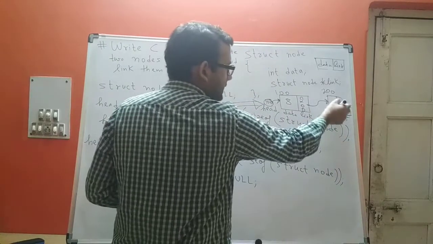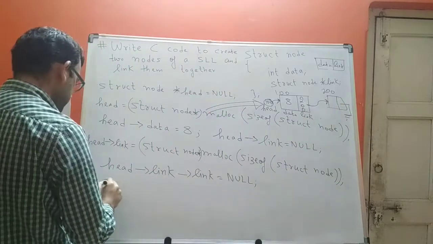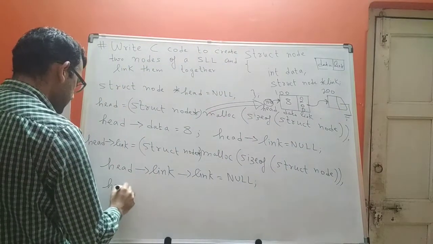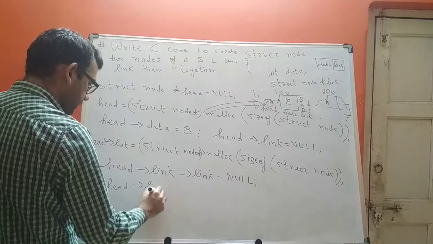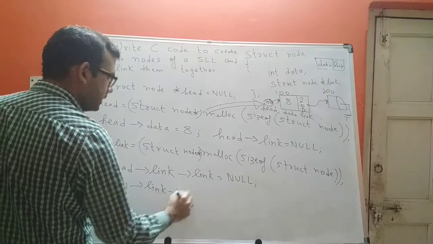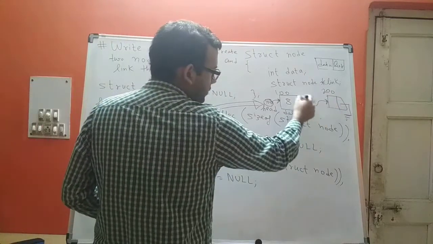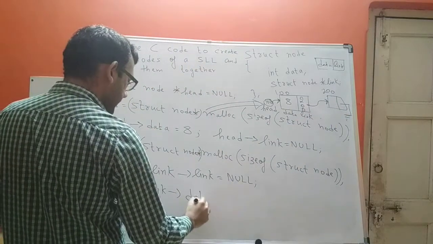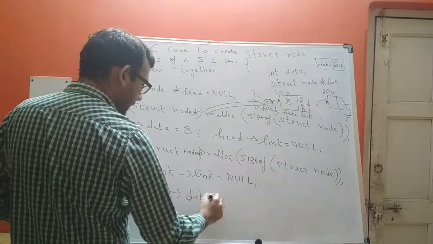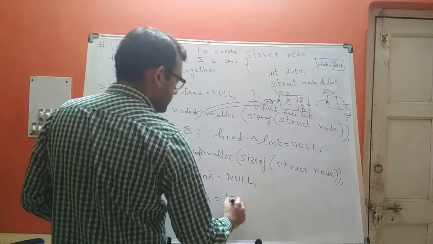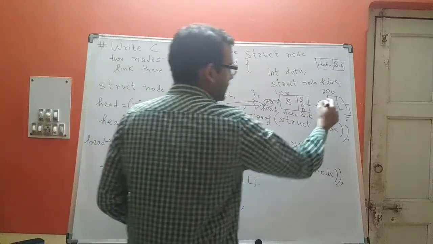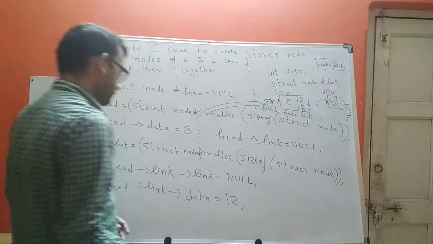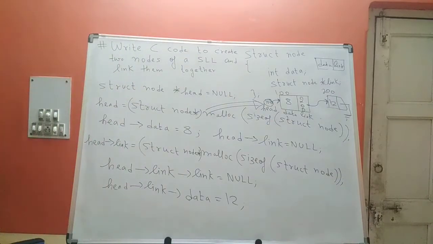And what about assigning a value to this data part? I'll say head arrow link. Head arrow link means this node. Head arrow link is 200, that means it's this node. Arrow data. Let's say I give it a value of 12. Because of this statement, this part gets a value of 12. So this is how you can link nodes in a linked list.